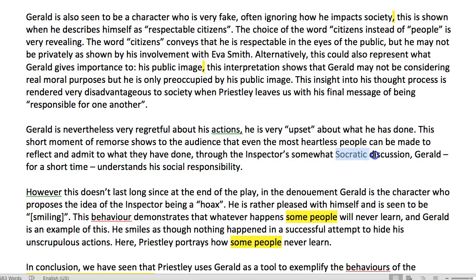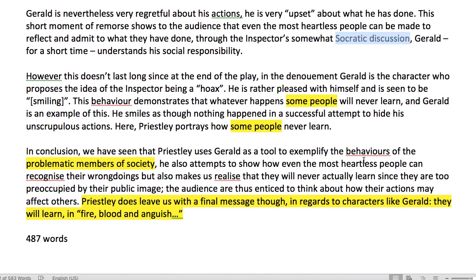What do you mean by a Socratic discussion? That's normally a discussion that's designed to teach a moral lesson. Is that worth pointing out here? "And he is most heartless people." Again, specifically, he represents the ruling capitalist class. You need to spell that out here. This is too general.